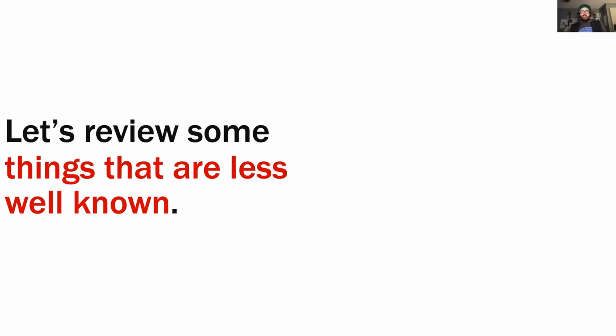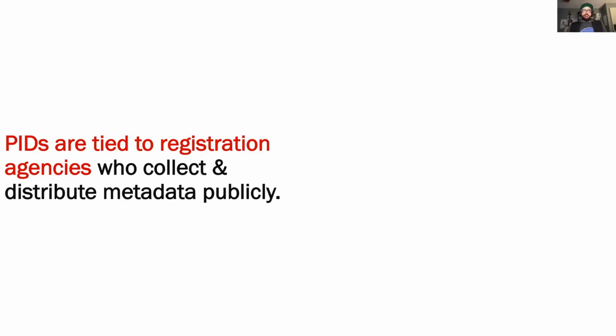Let's review some things that are less well known about persistent identifiers. PIDs are tied specifically to registration agencies who collect and distribute that metadata publicly. So when people talk about DataCite or Crossref or Handle or ORCID, those institutions all use a persistent identifier. They also all have their own schema. And the majority of them, I don't know about Handle, make that metadata accessible publicly in one way or another through what's known as an API. So people can hit that API and pull data from it. Most of the places do this for free.